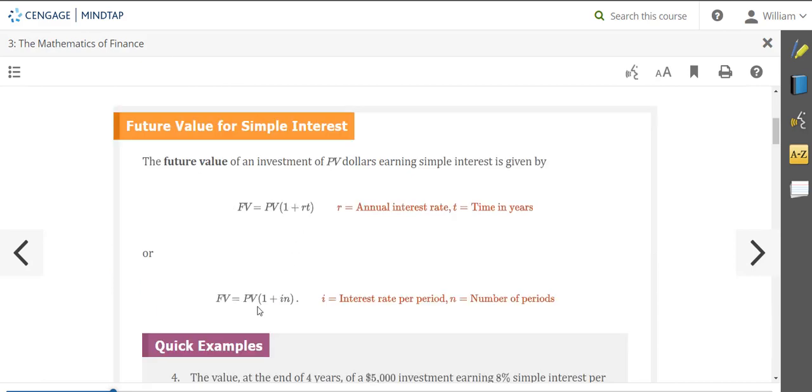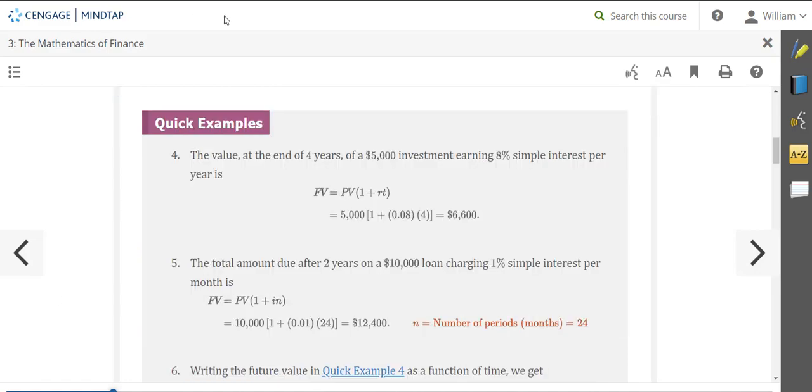Or we could do it this way. PV times 1 plus IN. So if we're not talking about annual rate, and we're not talking about number of years, but just interest per period and number of periods, then it looks like this. FV equals PV times 1 plus IN.